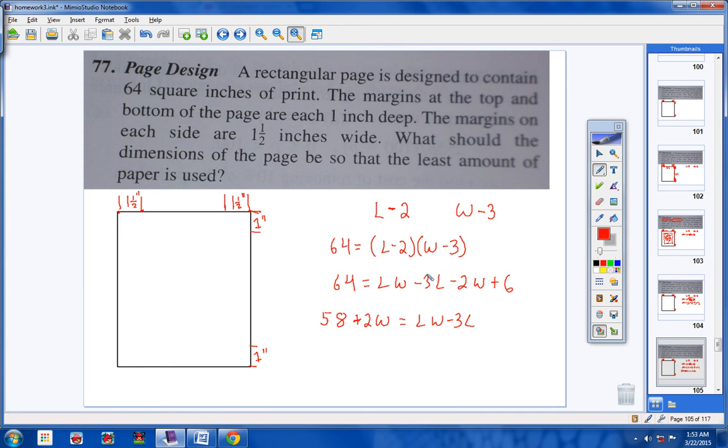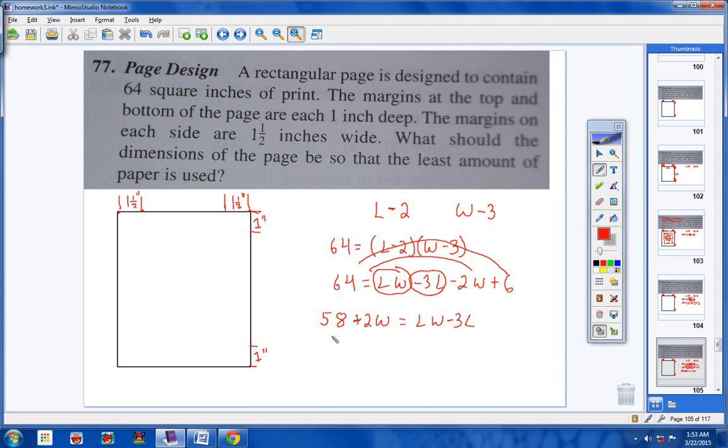So, we get all of our L terms on one side. This term has an L, and this term has an L. Get them both on one side. Everything else, bring to the other side, okay? So bring your negative 2W over, make it positive. Bring your 6 over, make it negative.